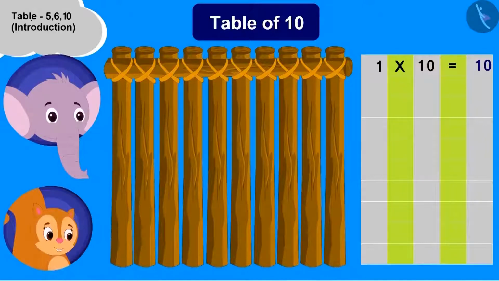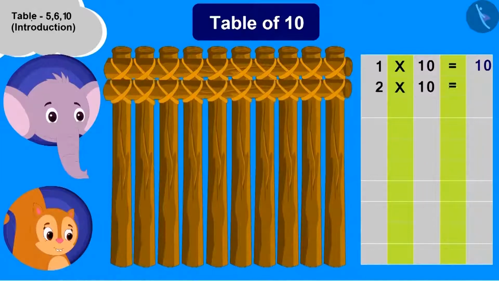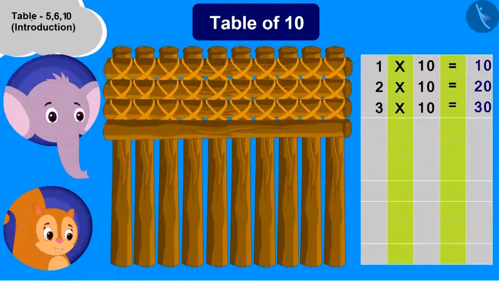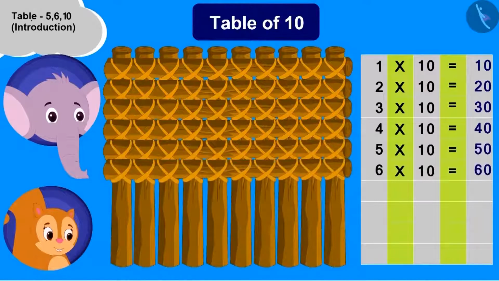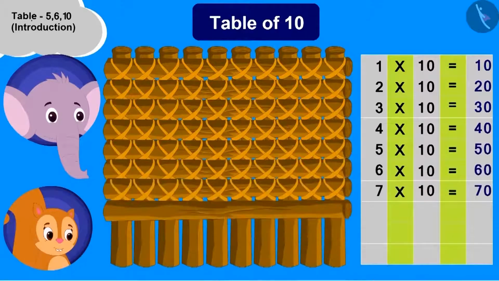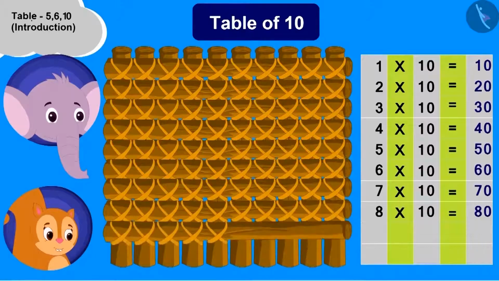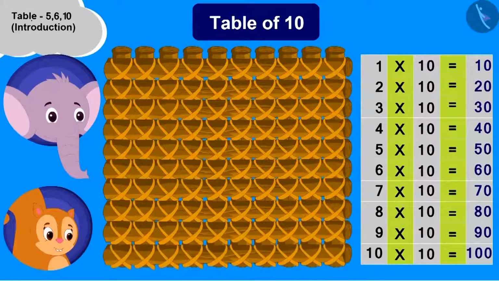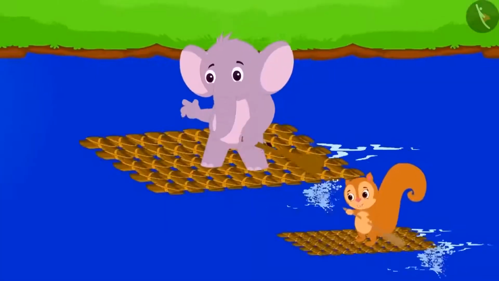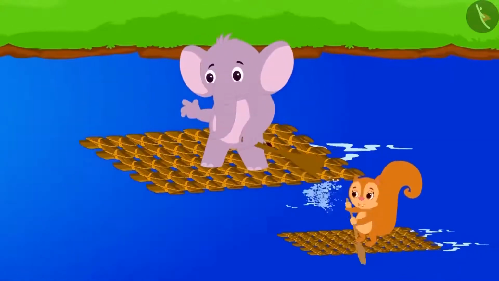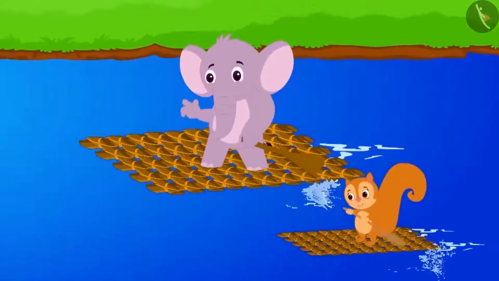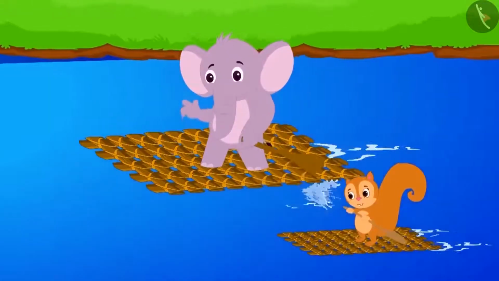What should we do next? We'll add one more wood piece. Now, 2 multiplied with 10 is 20. Chanda added woods just like us and built the table of 10 like this. And Appu's boat is ready. Now Chanda and Appu both sailed their boats on the river and started for their homes humming the table of 10.